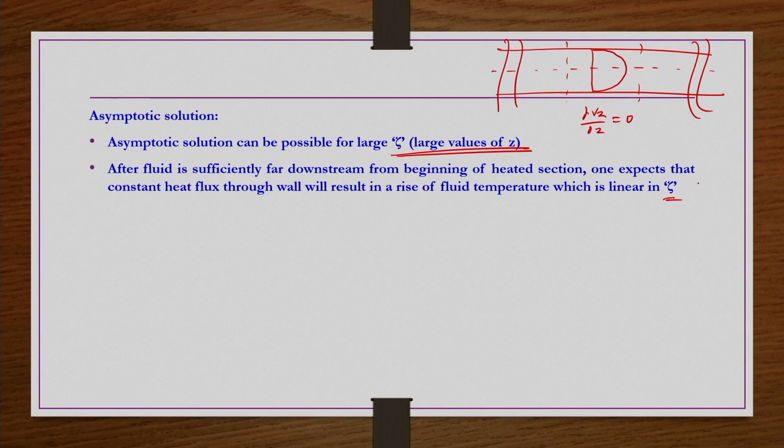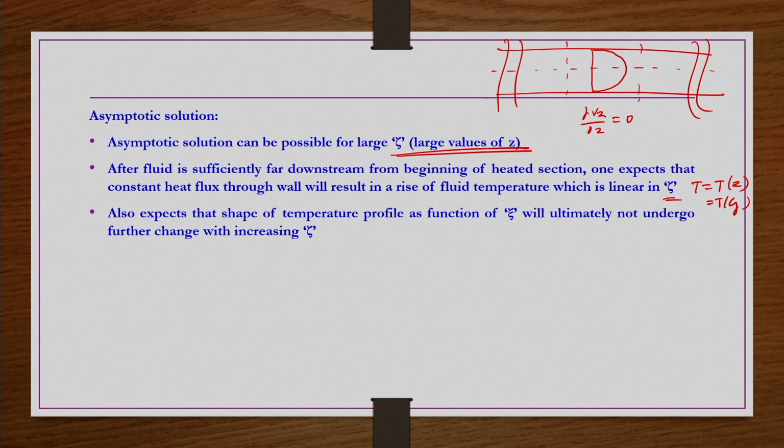So, temperature profile whatever is there, T as a function of Z or T as a function of zeta, that is linear, that is what we are saying, because the velocity profile is not changing in the flow direction, that is in the Z direction. Then we also expect that the shape of the temperature profile as a function of zeta will ultimately not undergo further change with increasing zeta or Z value. So, whatever the variation in the temperature profile T as a function of R is there, that is not affected by the temperature variations in the Z direction for further increasing zeta values.